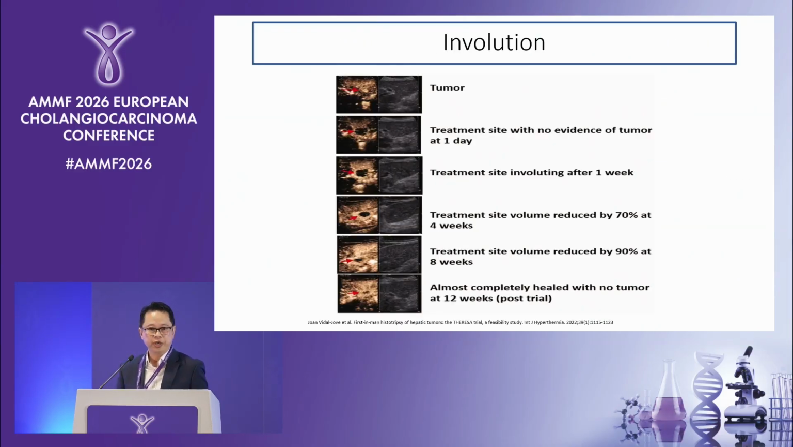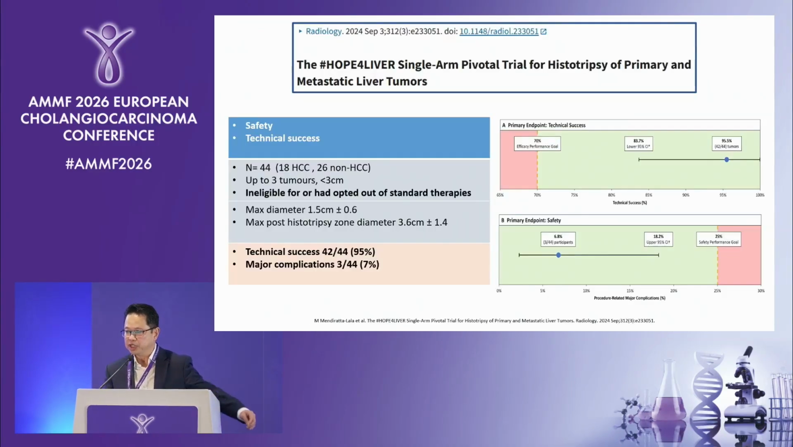This is the ultrasound appearance. Sorry, it's a little bit small. On this side, the brighter image is a contrast-enhanced ultrasound, and the grayscale is in parallel to it. Let's look at this tumor here, the bright area. You can't see it very well, but this is after the histotripsy with cavitation, and at follow-up, this is at 12 weeks, they continue to involute or shrink in size.